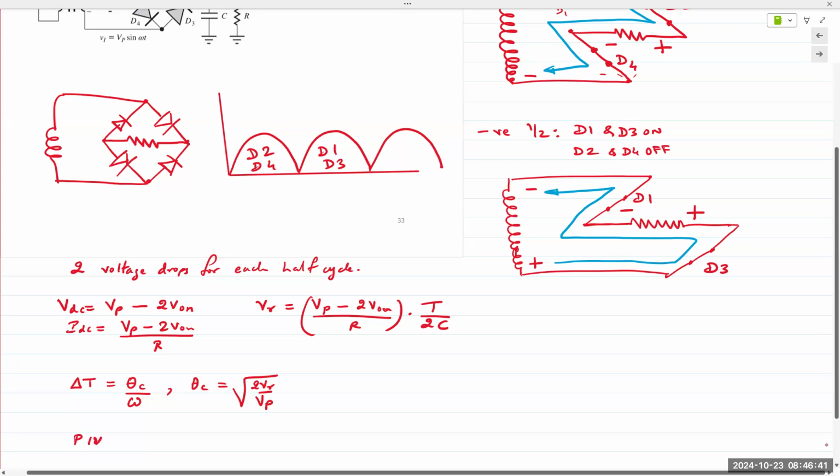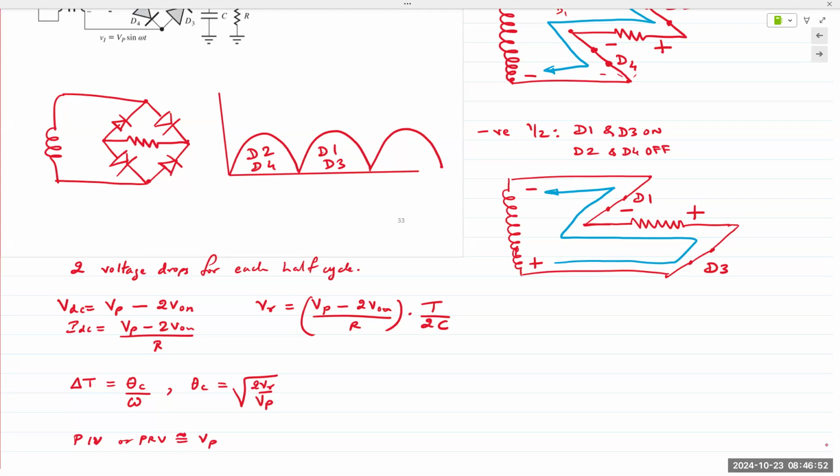So peak inverse voltage or peak reverse voltage is equal to VP, which in real life is not a problem at all. The 1N4000 series goes all the way from like 50 volts to 1000 volts. So you could stick a diode in the wall and it'd be just fine. Not all of them, but think 50, 100, 200. So I think 1N4003 to 1N4007. That's what's in our chargers, actually.